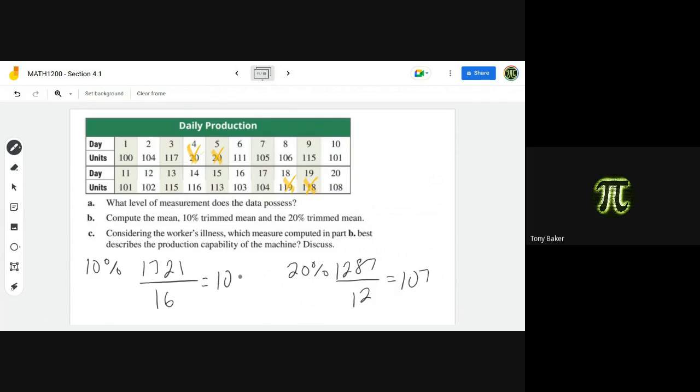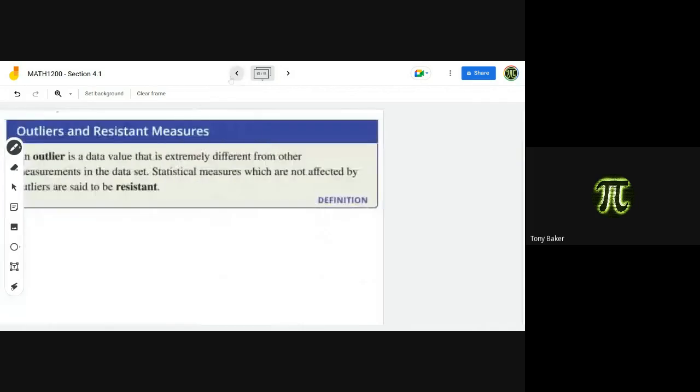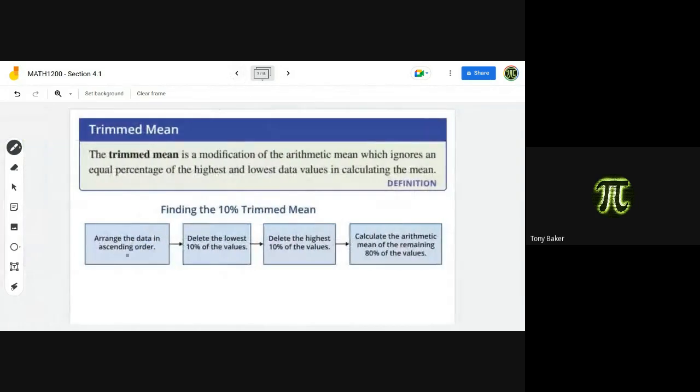And you get 108 if we round. Okay. So this is why. We'll go back so you can see this. If you look here, this is how we find the 10% mean.